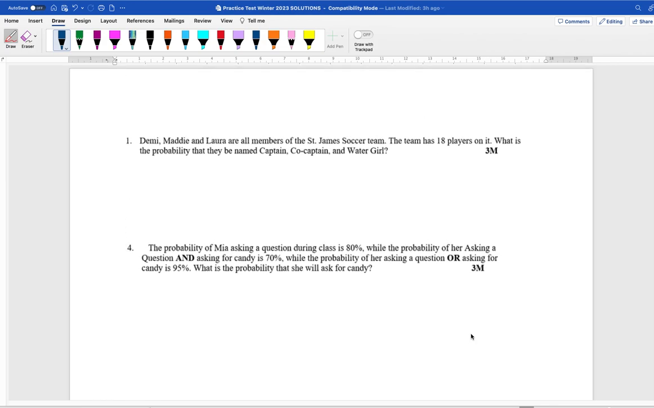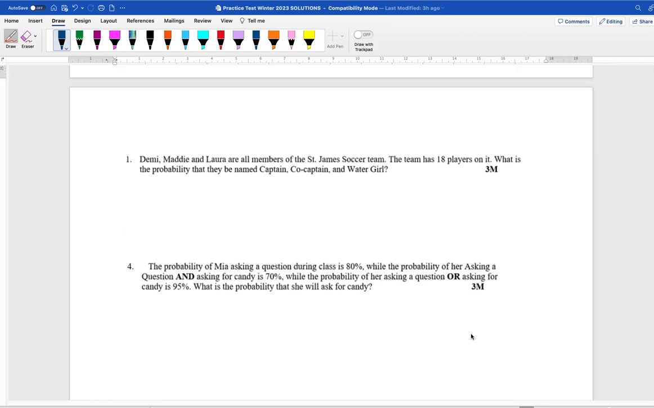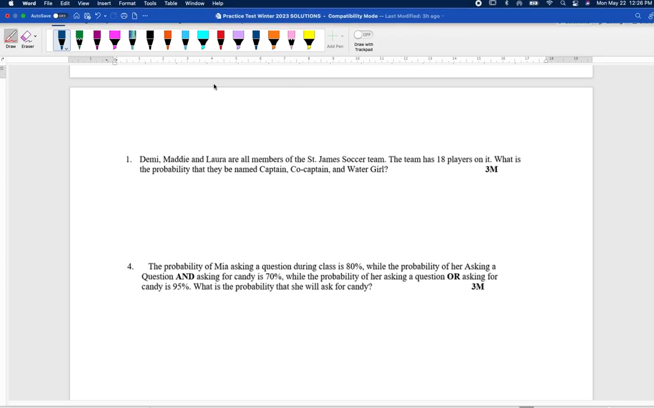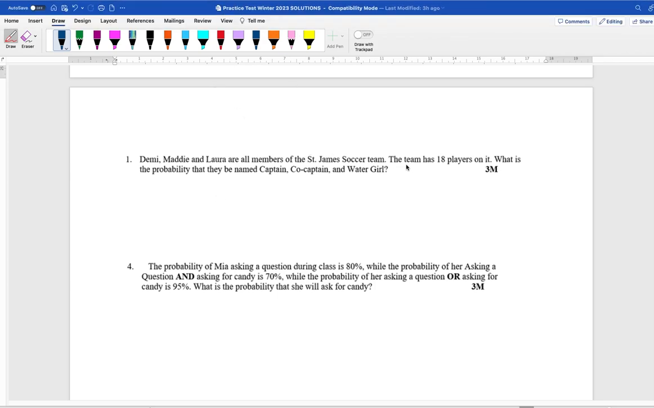I pulled these 4 questions off of another test just to give you a little more review on it. Okay, Demi, Maddie, and Laura are all members of the St. James soccer team. The team has 18 players on it. What's the probability they'll be named captain, co-captain, and water girl? Okay, so this here is a permutation question. So the way we want it, we want these 3 to be named like this. So I have 3 options, these 3 being the options. And I want them all named, where in total we have 18 options for 3 spots.